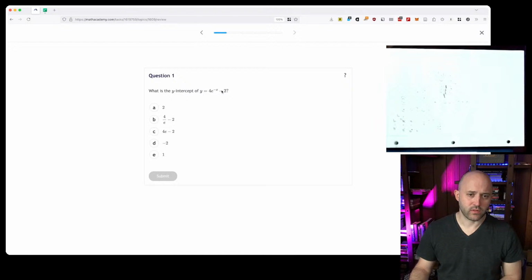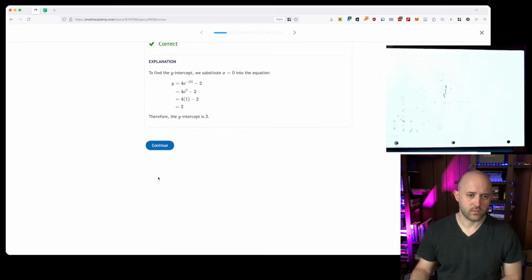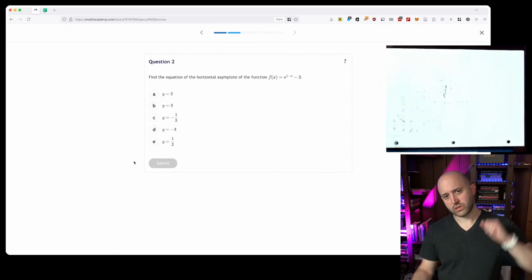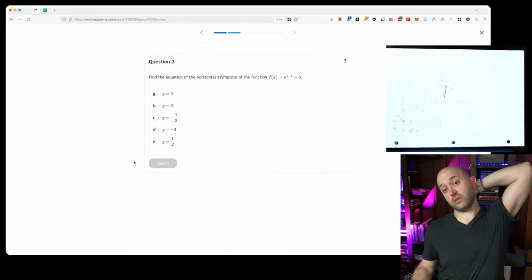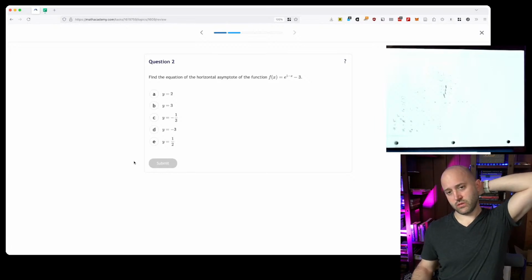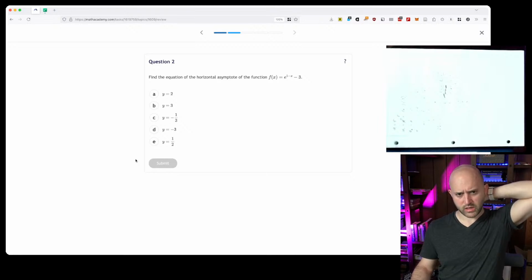What's the y-intercept of y equals 4 e to the minus x minus 2? So x of 0 is the y-intercept. E to the 0 is 1. 4 minus 2 is 2. Next: the equation of the horizontal asymptote of the function e to the 1 minus x minus 3. Okay, e asymptotes to 0, and it doesn't really matter, you just flip it along the y-axis. So it should be minus 3.